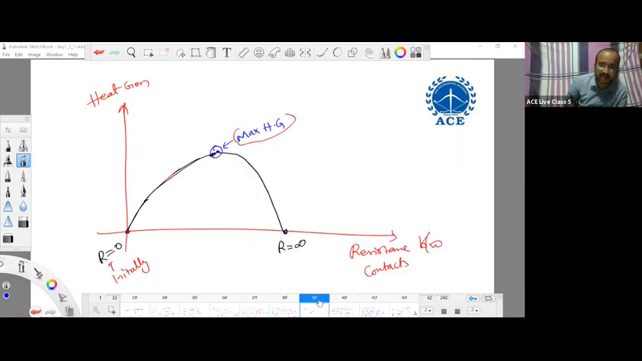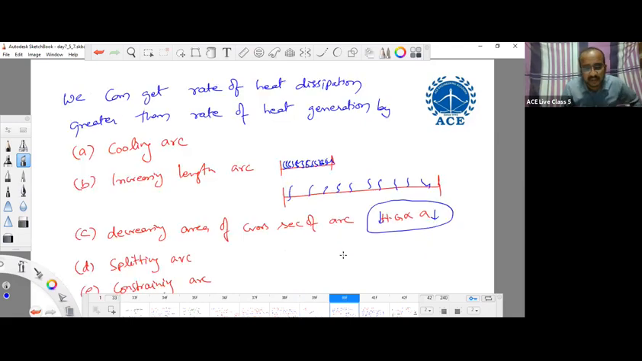If you observe the variation of heat generation with respect to resistance between the contacts, initially the contacts are closed, the resistance will be zero, and heat generation will be zero. When the contacts are just separated, heat generation increases like this. When the contacts are finally separated by the maximum distance and the resistance is infinite, current will be zero and heat generation will be zero. So you can maintain this by cooling the arc, increasing the length of the arc, decreasing the area of cross section of the arc, splitting the arc and constraining the arc.